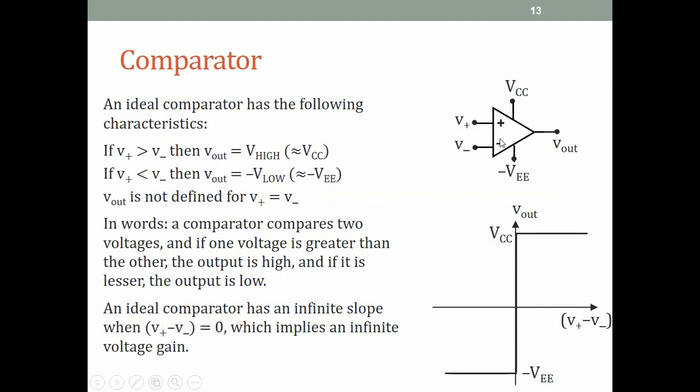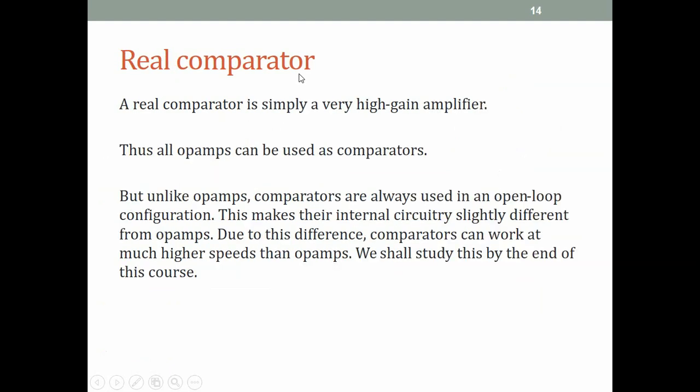They compare voltages and they give an output that is high or low. So the difference between a comparator and an op-amp operationally is that op-amps are used with negative feedback, while comparators are always used in open loop configurations. Because of this difference, there is a difference in the internal circuitry of op-amps and comparators. We will study this by the end of this course. Right now I am not able to explain this. I will be able to explain it only after we study what is called stability and compensation.